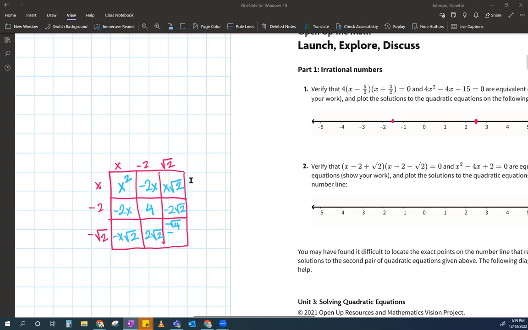Yeah, it's 2. So that's just -2. Okay, so was there anything crazy about that? Everyone says no, Ms. Johnson, it's not that bad. So now what I want to do is start simplifying this by adding like terms.